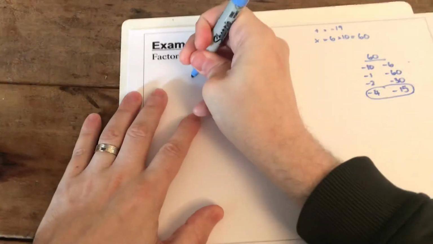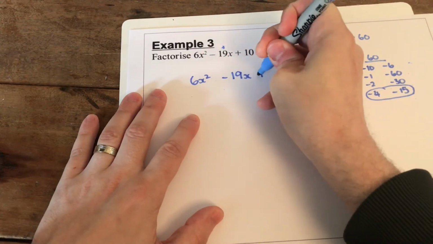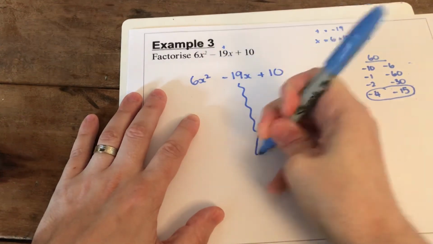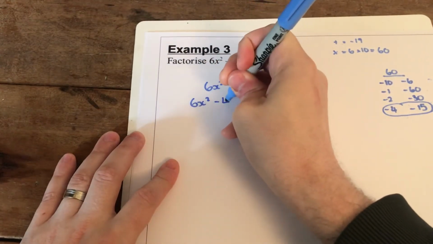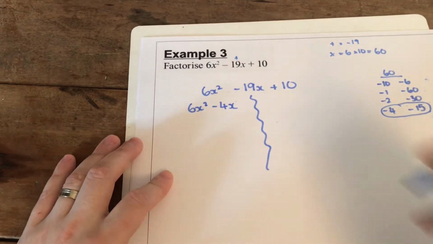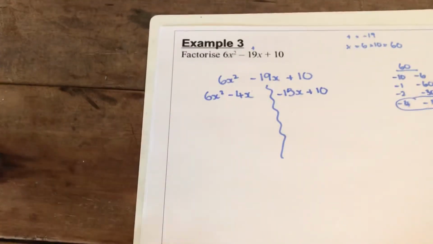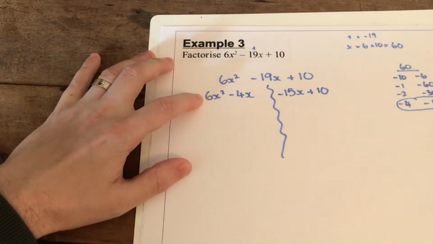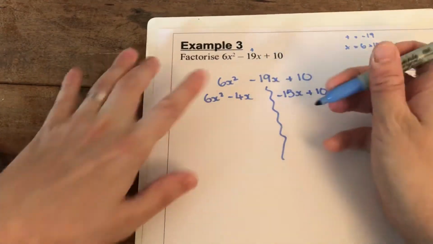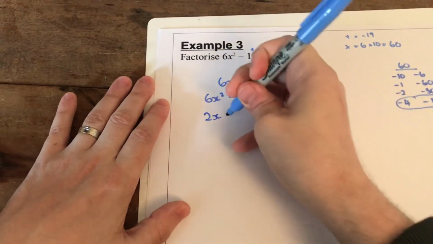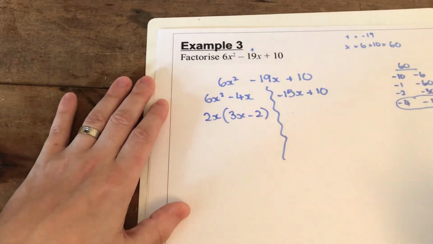So I do the same thing as what I did before. I split this into 2 and I go 6x squared minus 4x, and I go minus 15x plus 10. And I factorise each side. So I say what goes into the left hand side. So 2 goes into both of these numbers and so does x. So I pull out 2x and I get 3x minus 2 on this side.